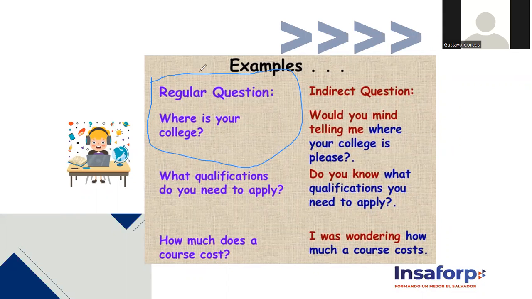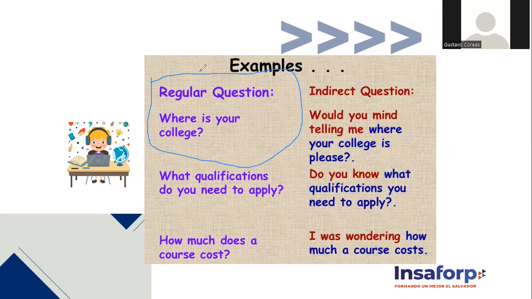So if I ask Emma, where is your college? I know she will respond directly, right? And then qualifications, what qualifications do you need to apply? Well, direct question, regular question. And the last one, the one Emma just read, is also a regular question. Now, how do we make it indirect? And that's the point here.